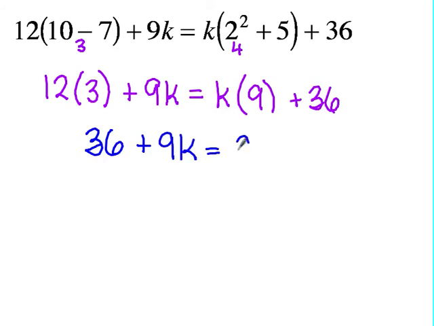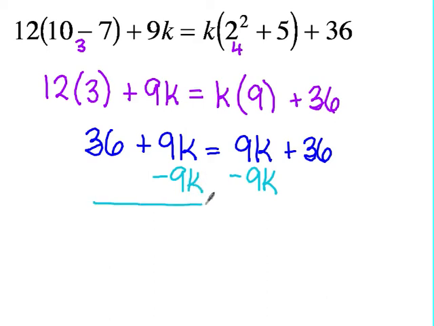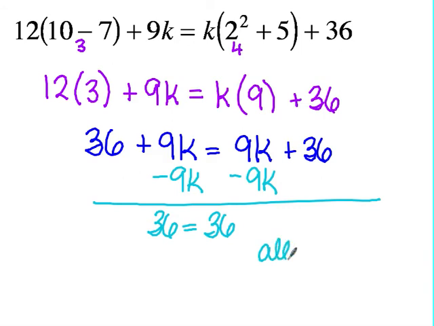On the right side, I've got 9k plus 36. To solve this, what do I need to do? Subtract 9k. On the left side, what are you left with? On the right side, what are you left with? So what is my answer? All real numbers. Good job.